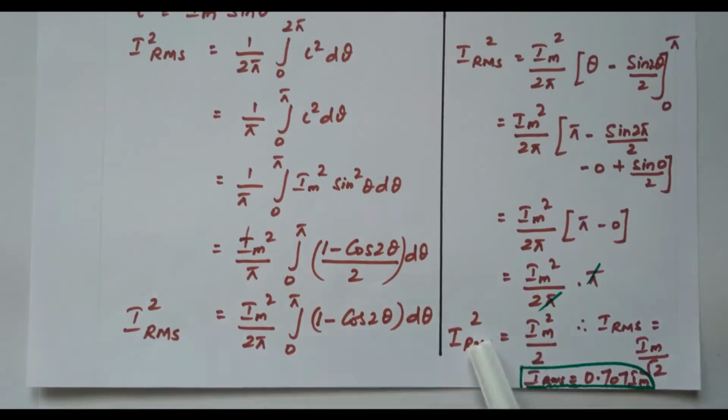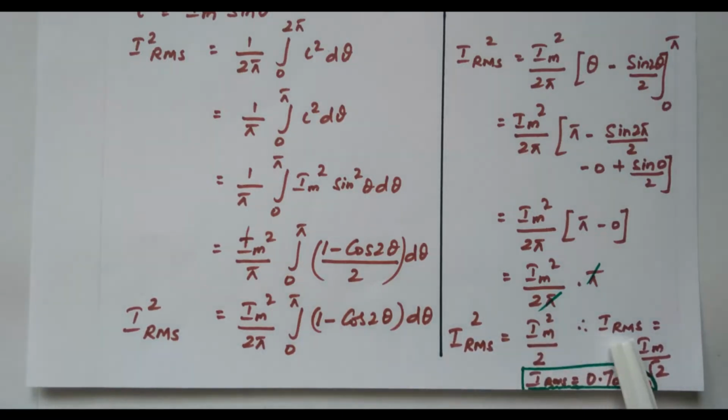Now we'll take the square root on both sides. So I RMS equal to Im divided by root 2. This Im square becomes Im, 2 becomes root 2. So 1 divided by root 2 is nothing but 0.707. Right, the numerical value is available. So I RMS equal to 0.707 times Im. Now we'll go to the next parameter.